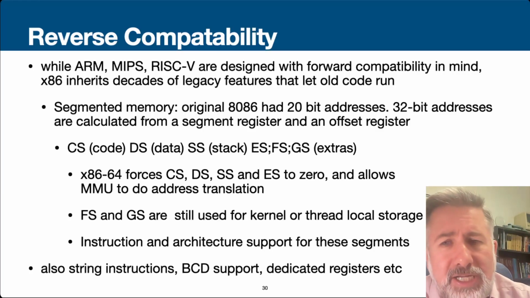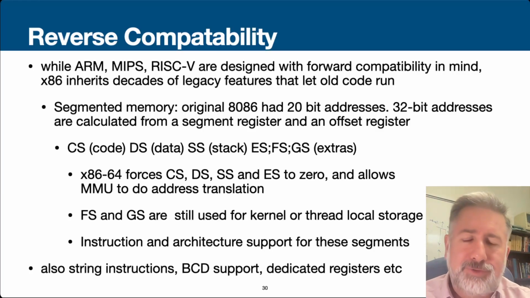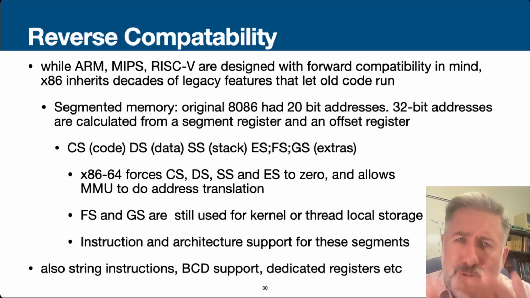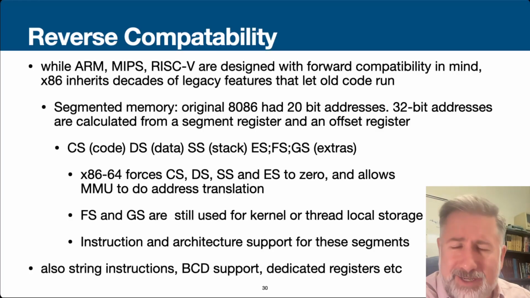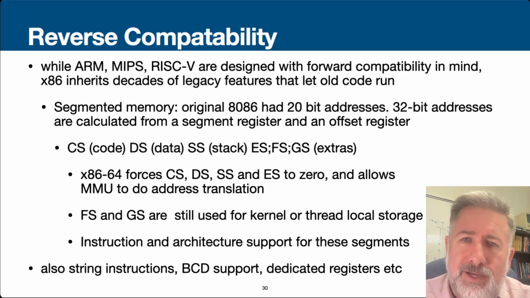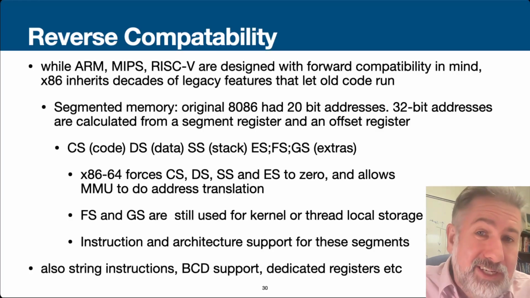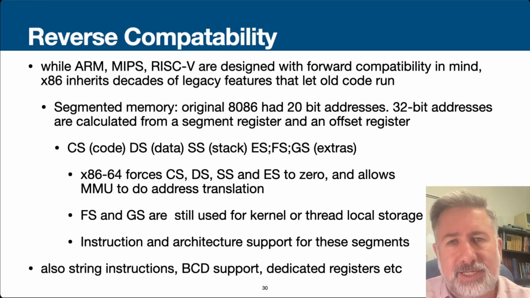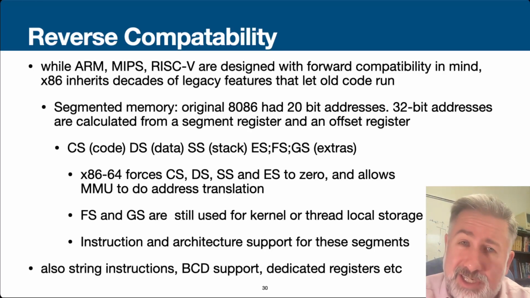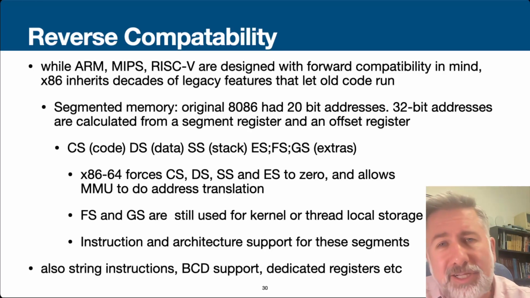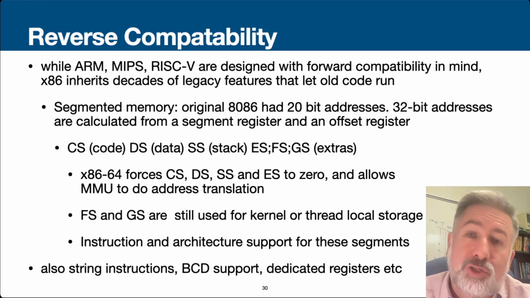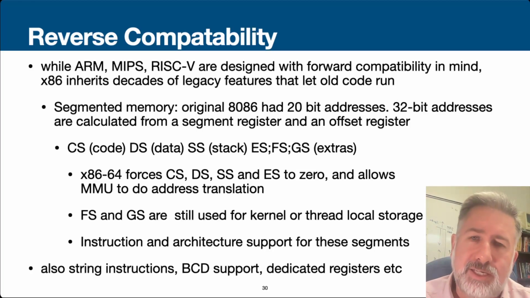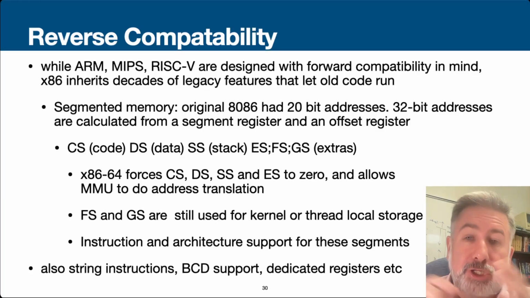A great example is segmented memory. This is a feature that still exists in x86 today, even though it's pushed to the side, and I'll tell you how in a second. It is still there because it was necessary in the first versions of x86. x86 had a 20-bit address space, and it soon became clear that you were not going to have enough memory in a 20-bit address space.